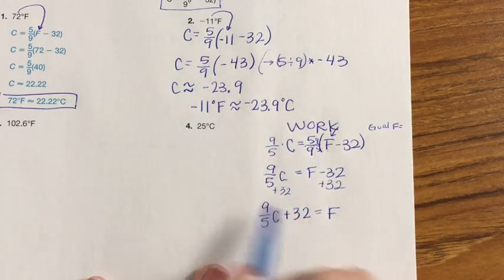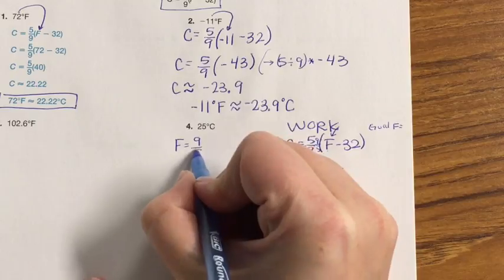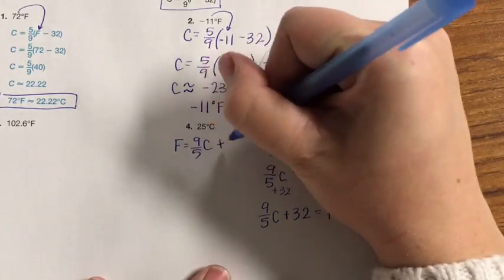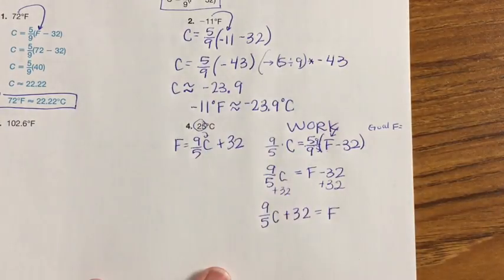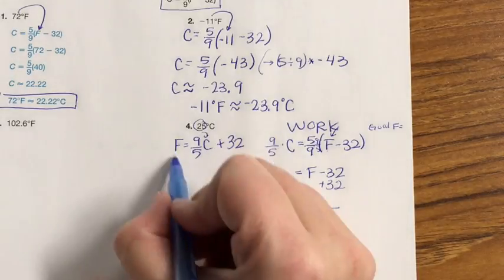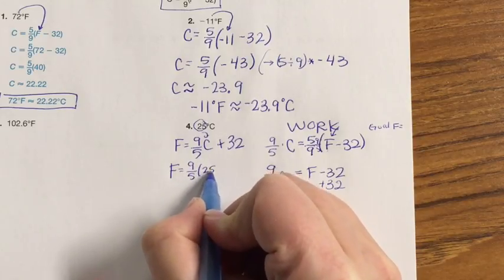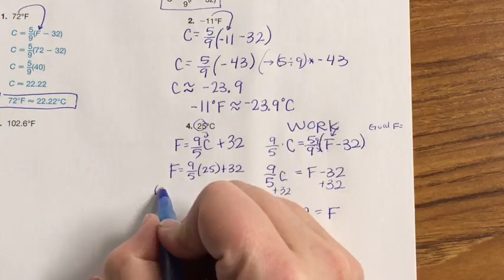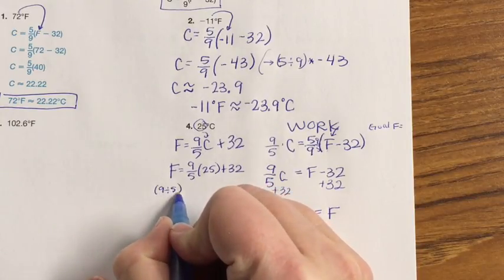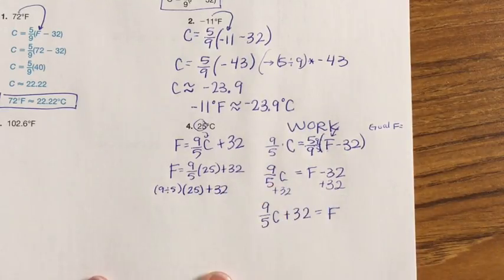So right here, now all I have to do is type that in. So I'm going to rewrite it. F is equal to 9/5 C plus 32. And what we're supposed to do on this is put 25 in place of that C. So then F is equal to 9/5 times 25 plus 32. And you can just type that in your calculator. So parentheses 9 divided by 5, close parentheses, another parentheses 25 plus 32, and you'll get the answer.